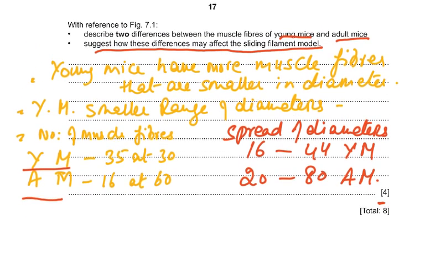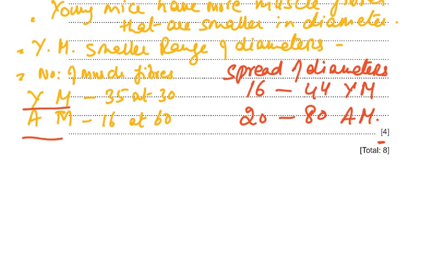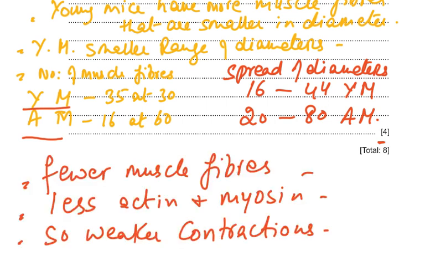But then it also said describe and then suggest how these differences may affect the sliding filament theory. So this is fewer muscle fibers, less actin and myosin and weaker contractions. So this would give you their explanation of that and that would complete your total number of 8 marks.